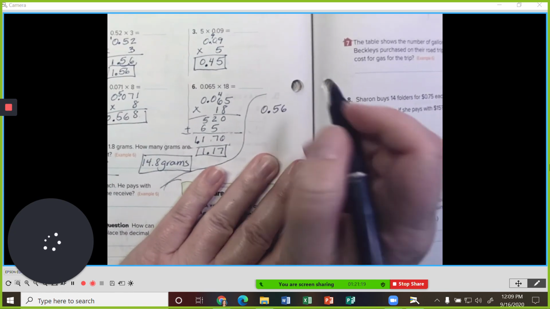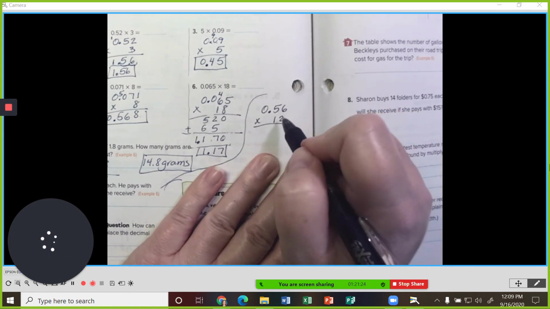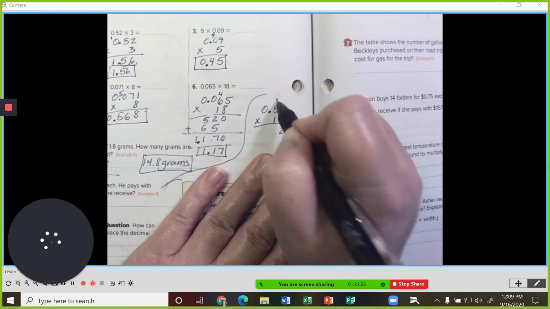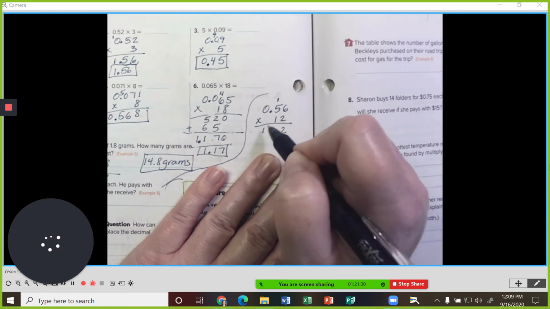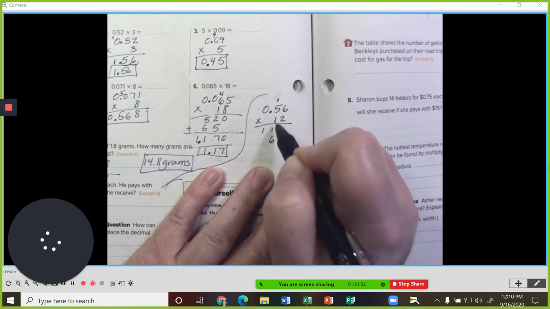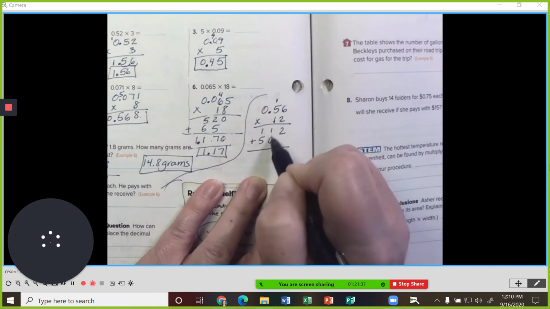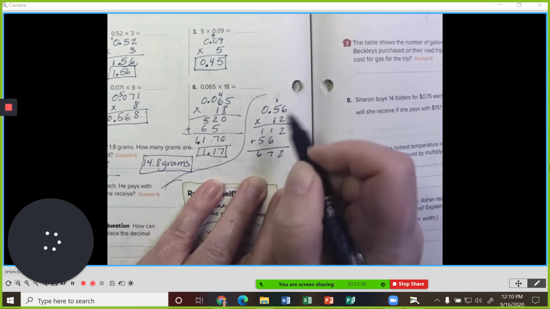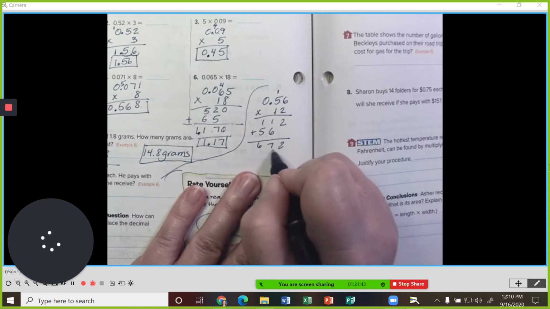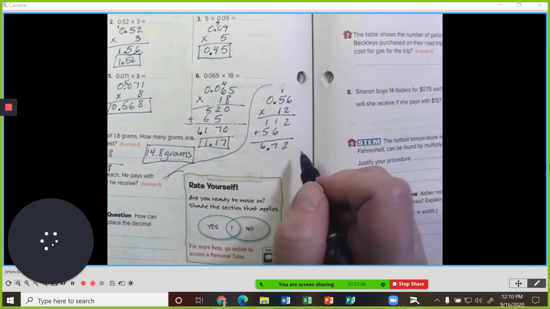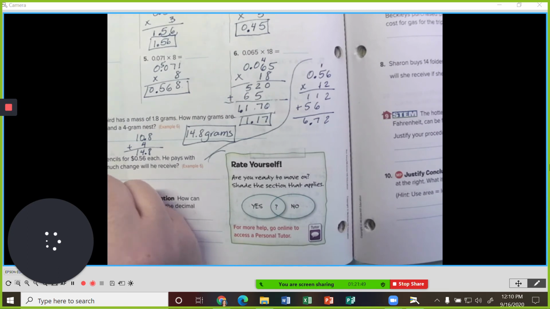$0.56 per pencil times 12 pencils. 2 times 6 is 12. Write the 2, carry the 1. 2 times 5 is 10, plus the 1 we carried is 11. 1 times 6 is 6. 1 times 5 is 5. So we have 2, 7, and 6. We had 2 decimals in our problem, so we need 2 decimals in our answer. So the total was $6.72.